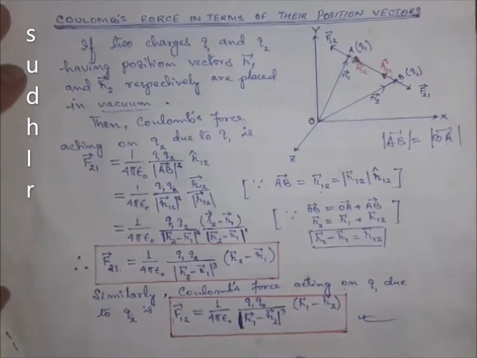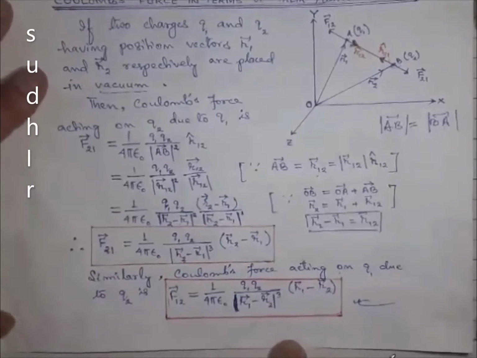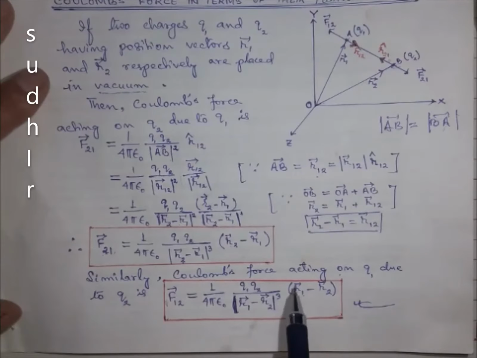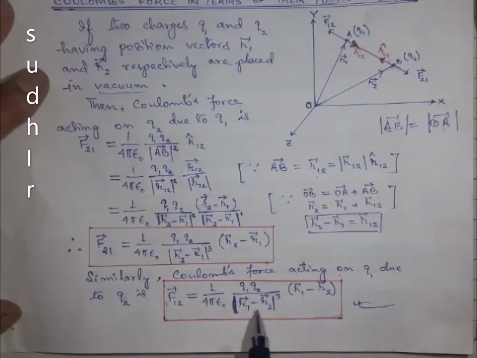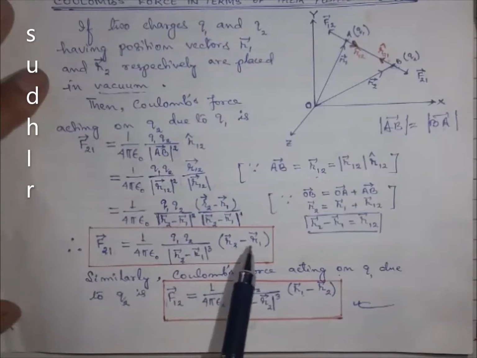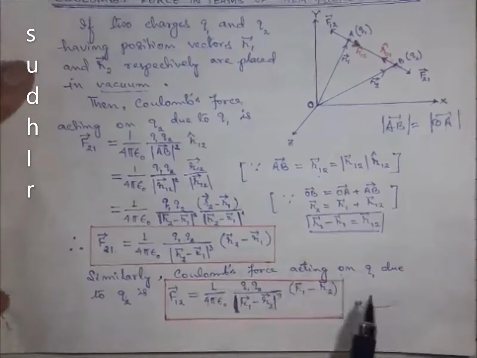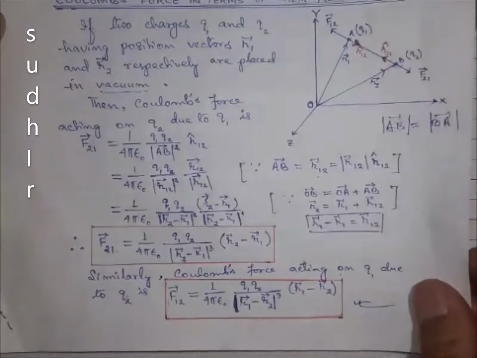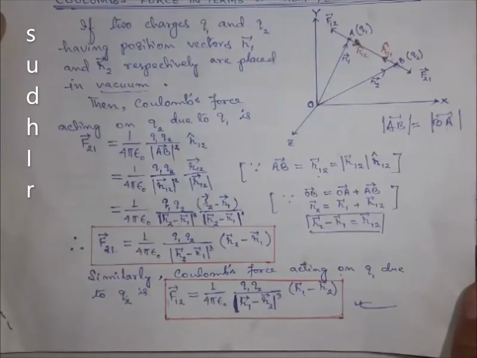And just to remember the mnemonic, as I said, if the force notation here is 1 2, then you have to write R1 vector minus R2 vector with a modulus and then cube. And here it is R1 vector minus R2 vector, with no modulus, but 1 2, 1 2 here, and here 2 1, so 2 1 with the modulus, 2 1 without the modulus here. Like that, it is very easy to remember. Now this is all about the Coulomb's force in terms of their position vector.